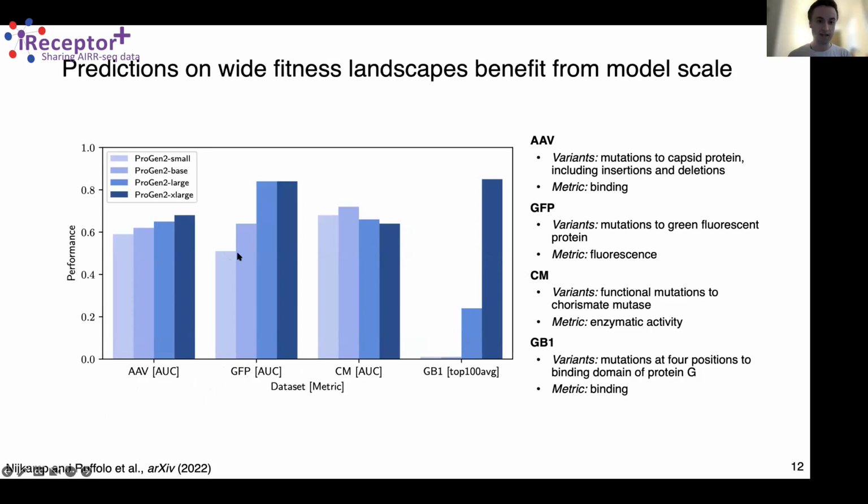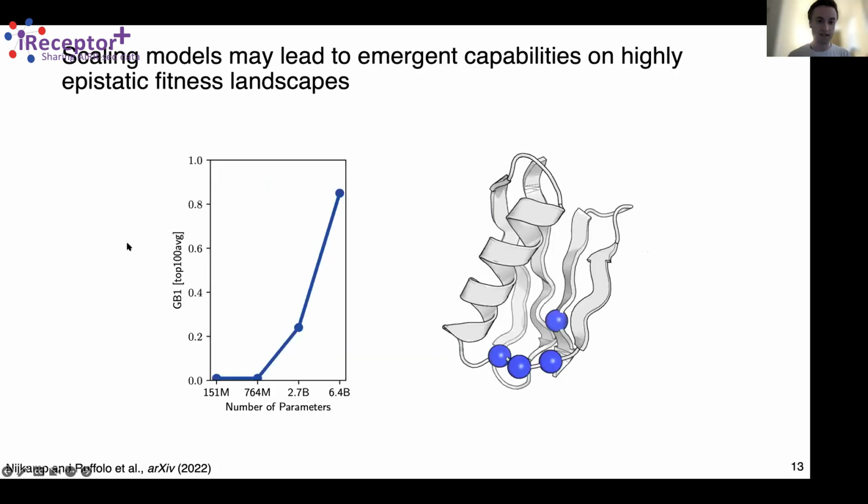One case that's especially interesting is this one on the far right. This GB1 protein has binding fitness data. And you can see that as we increase the model scale, you go from effectively no ability to discriminate binders from non-binders up to a much higher ability to do this fitness prediction once you get to 6.4 billion parameters.